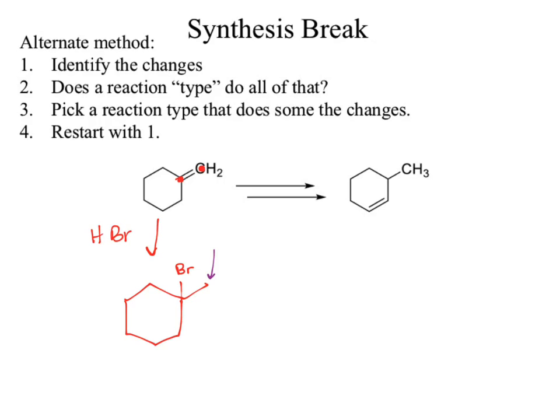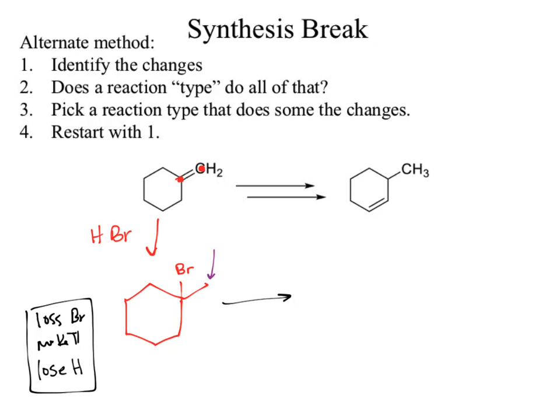Okay. We now have to repeat question 1 again. Identify the changes. What's changing as we go from here to here? Lose bromine. Make pi bond. That's it? Okay, lose hydrogen. Oh, that's interesting. Those 3 together make up an elimination reaction. Okay. So where would we do our elimination? What do we need as a reagent to help us with an elimination? Or what could we use as a reagent to help us with elimination? A base.